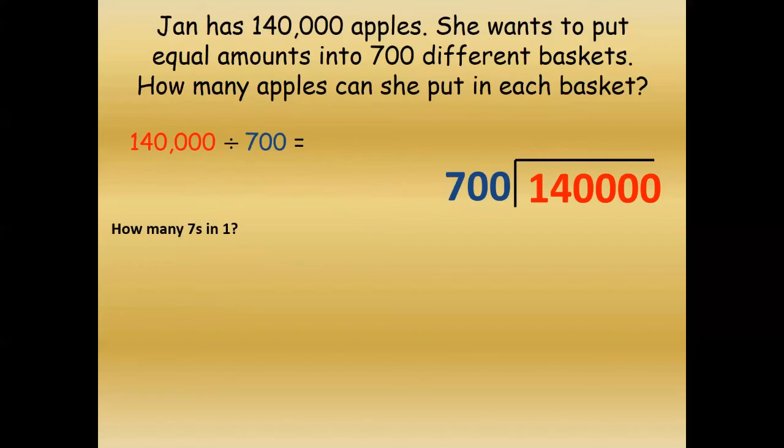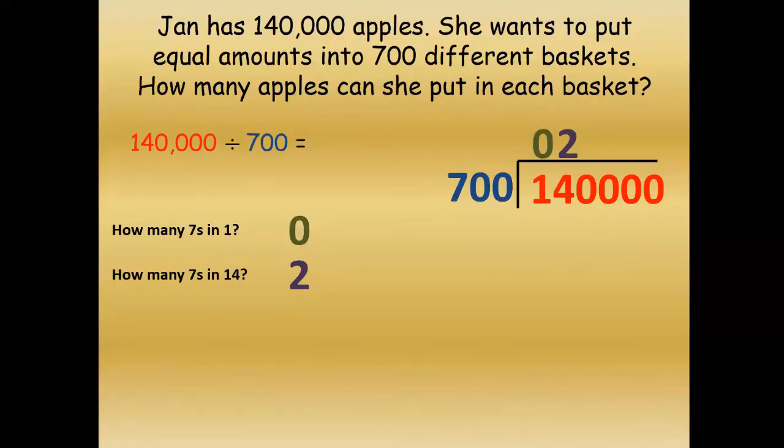So 7 goes into 1 how many times? 0. So we put a 0 above the 1. So the next thing we do is how many 7s go into 14? And you should all be able to figure that out using your 7 times tables. So quickly go through that in your head. So it'd be 2, correct. So we put the 2 above the 4.